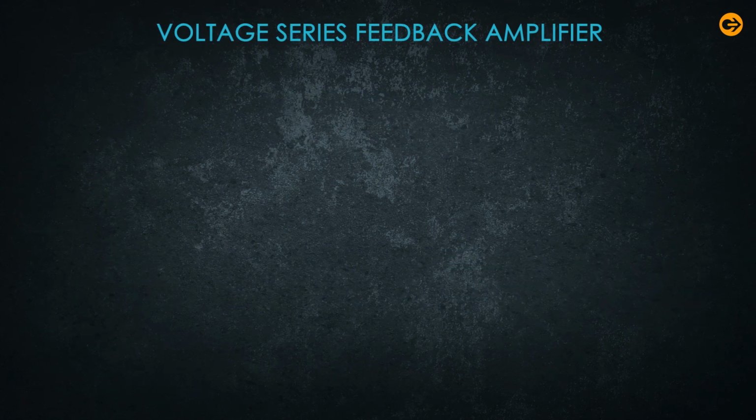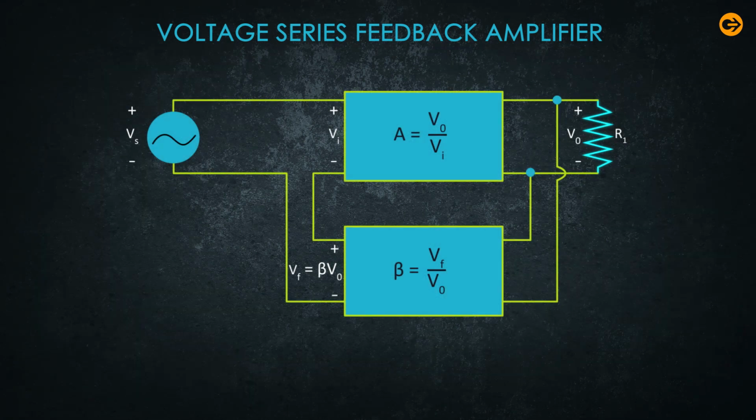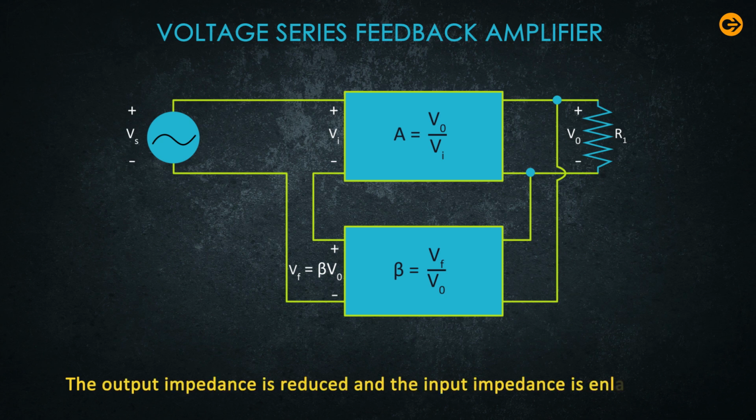Now, voltage series feedback amplifier. In this circuit, a part of the output voltage is applied to the input voltage in series through the feedback circuit. The block diagram of this type of amplifier is shown. We can see that the feedback circuit is placed in series with the input. When the feedback circuit is connected in series, the output impedance is reduced and the input impedance is increased due to the series connection with the input.